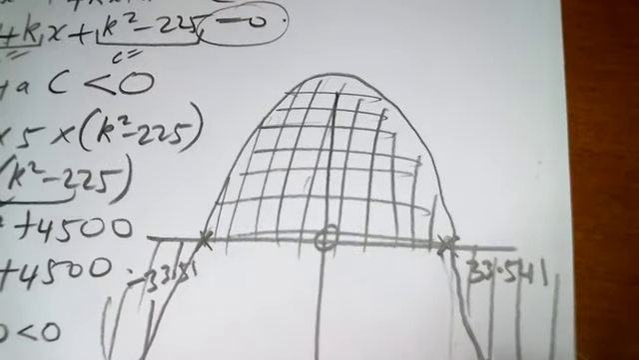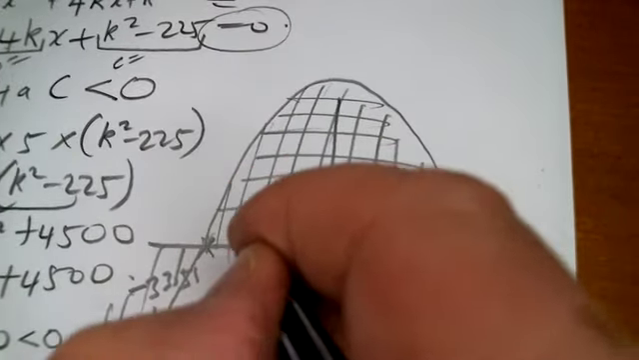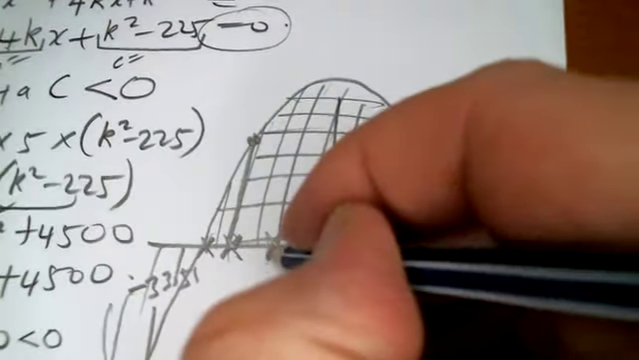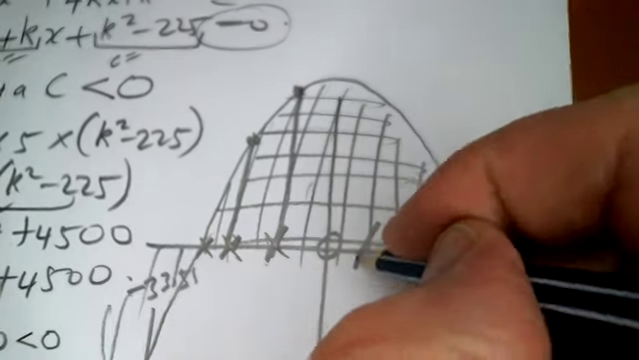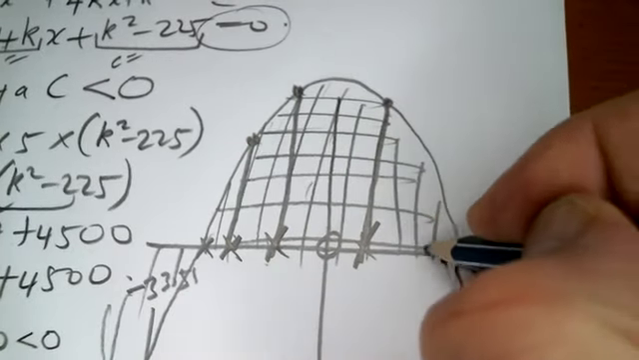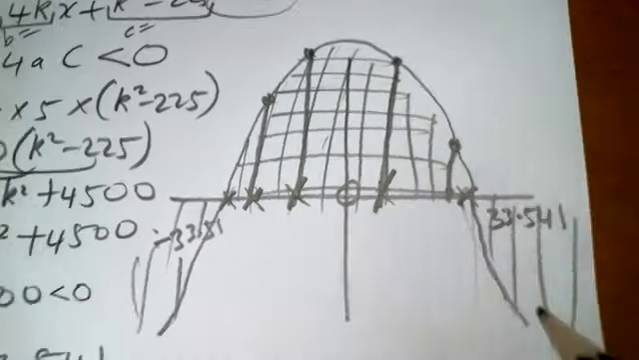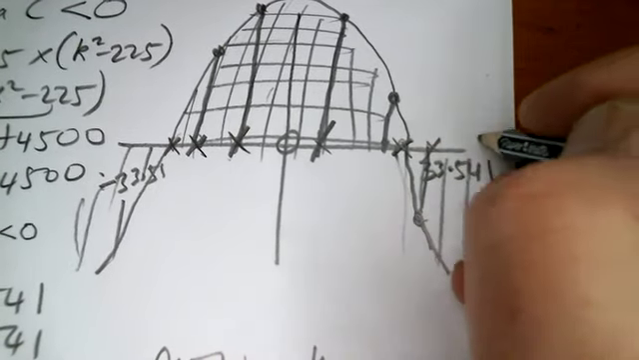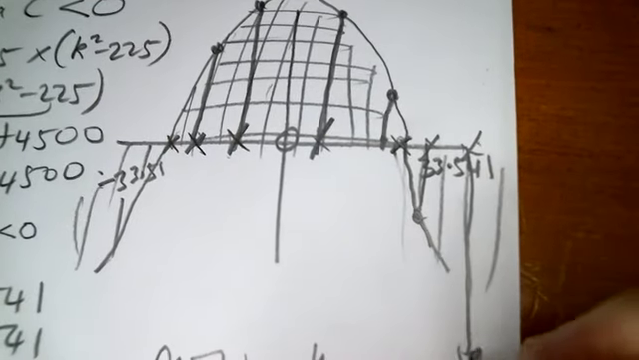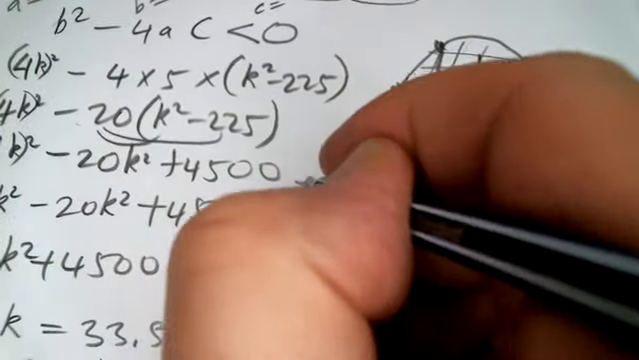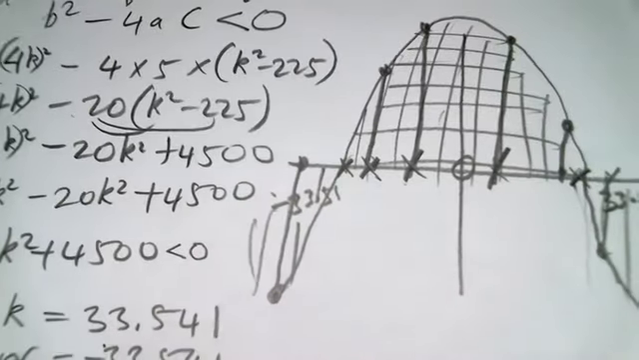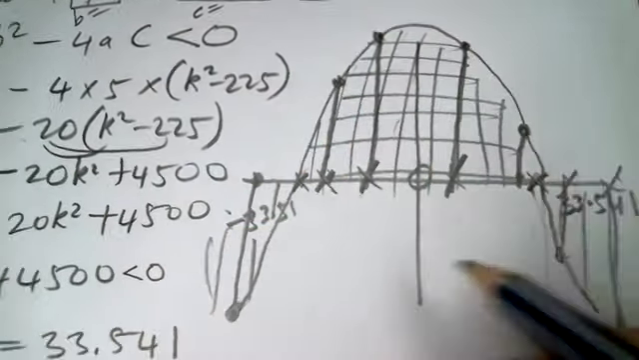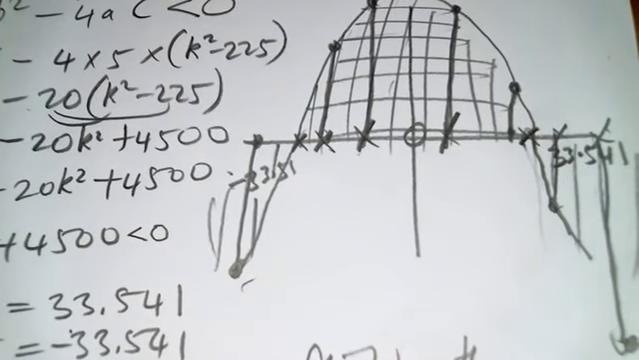Yeah? Well, let's check. Let's choose a value. What about this value here? Is that value greater than 0? Yes, it is. Is this value here greater than 0? Yes, it is. What about this value here? Oh, no, it's not. What about this value here? Oh, no, it's definitely not. What about this value over here? Oh, no, definitely less than 0. So above the x-axis is greater than 0. Below the x-axis is less than 0.